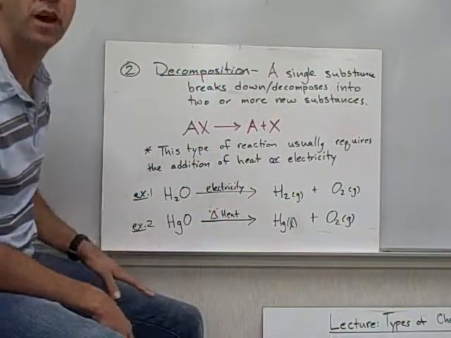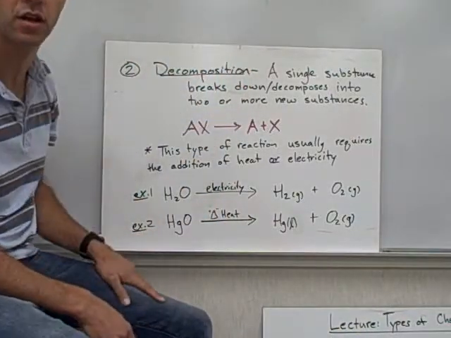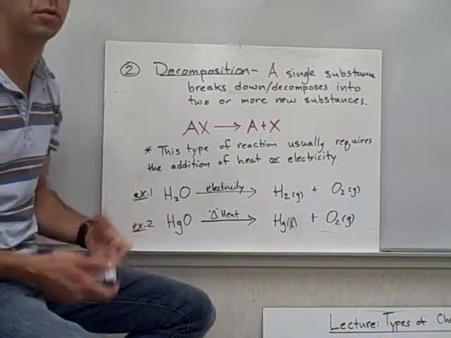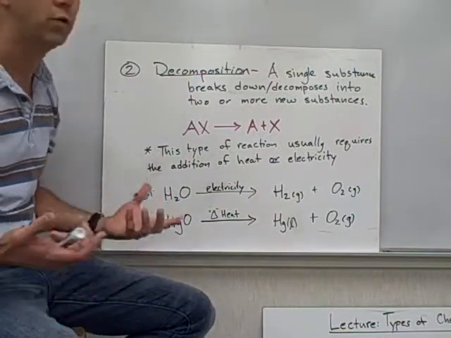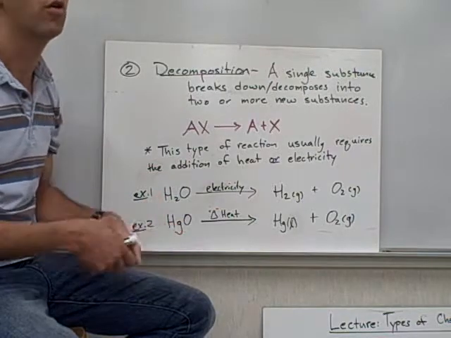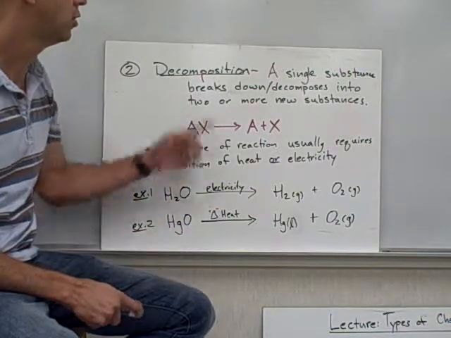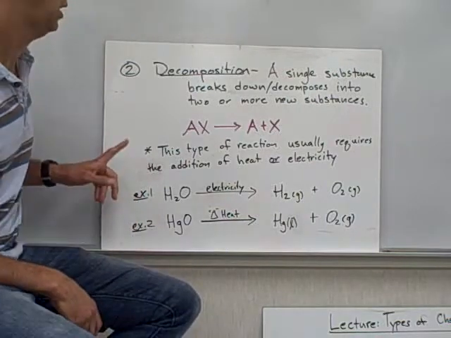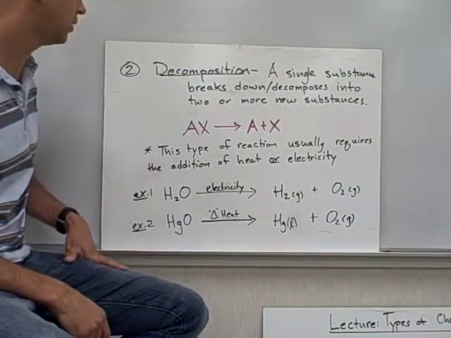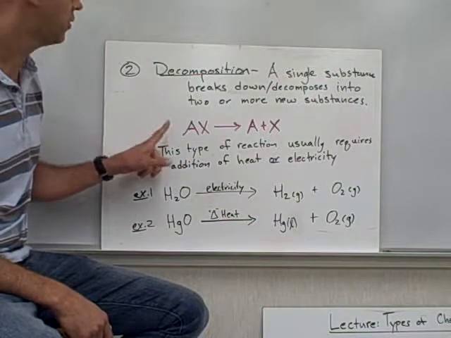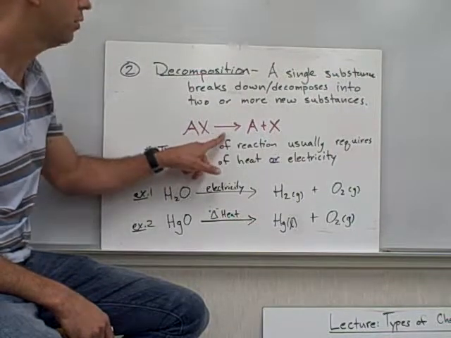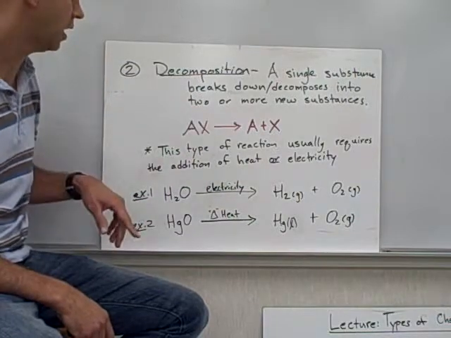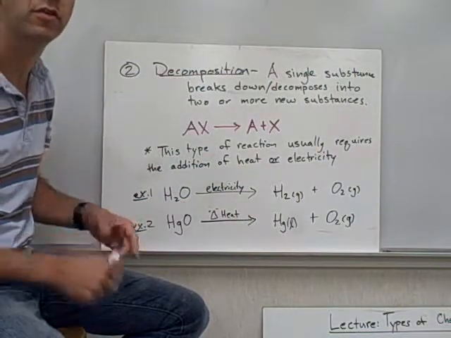The second type of reaction is called a decomposition reaction. This is when things break apart. Something causes them to break apart, and so normally we require electricity or some type of heat. So over here I have a single substance breaks down or decomposes into 2 or more new substances. In this example, I've got AX produces A plus X. And normally, once again, we need something in there to drive this reaction.